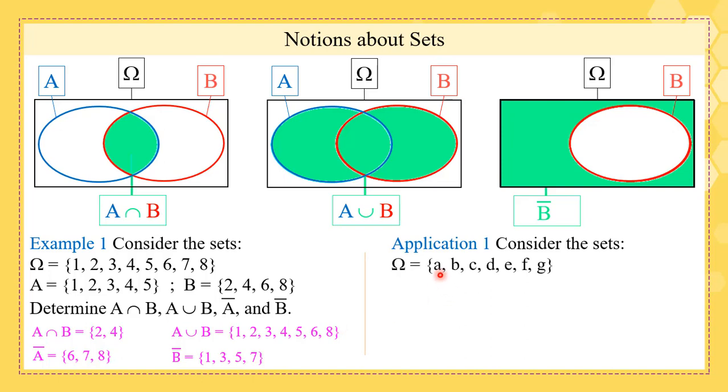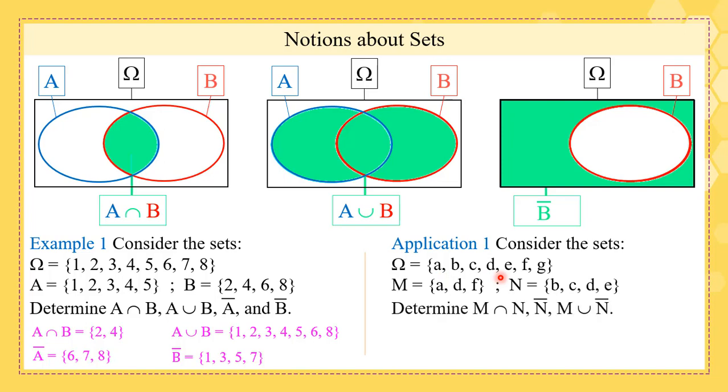Let's see this application. Omega is the letters from A to G. This is M, this is N. The question is to determine the intersection between M and N, N bar, and M union N bar. Try to do it alone.